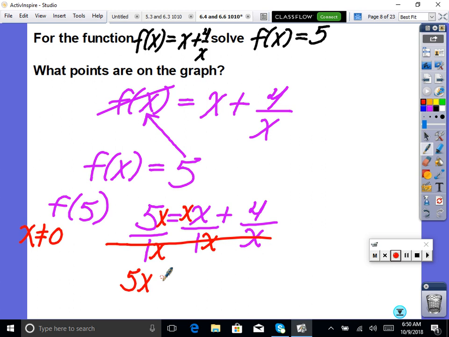Now we can ignore the denominator. 5x equals x squared plus 4. How do we solve quadratics? Yep, get it equal to 0 by subtracting 5x.